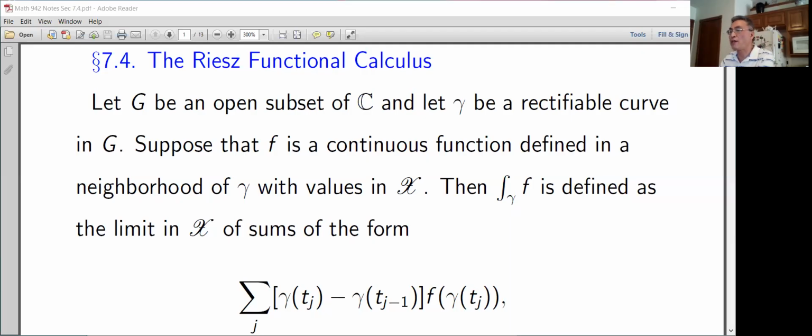Section 7.4, the functional calculus. Let G be an open subset of C, and let gamma be a rectifiable curve in G. Suppose that f is a continuous function defined in a neighborhood of gamma with values in X.